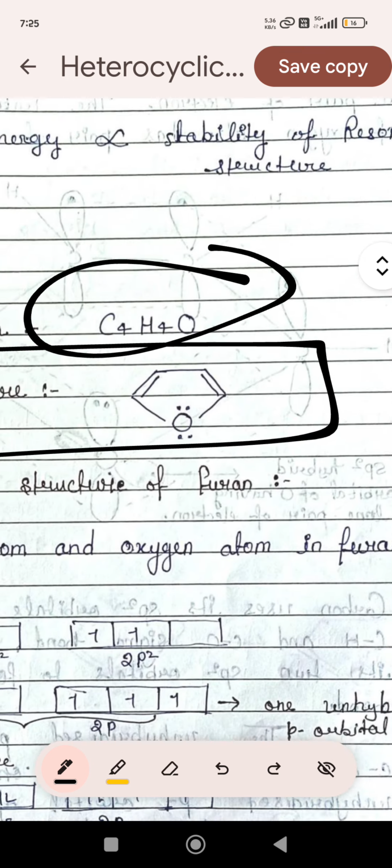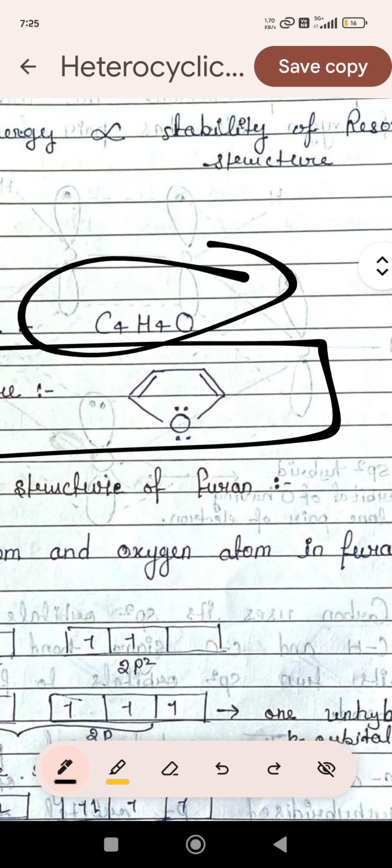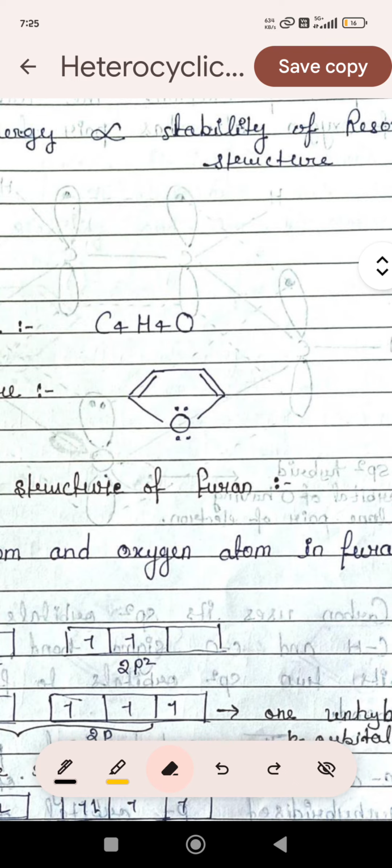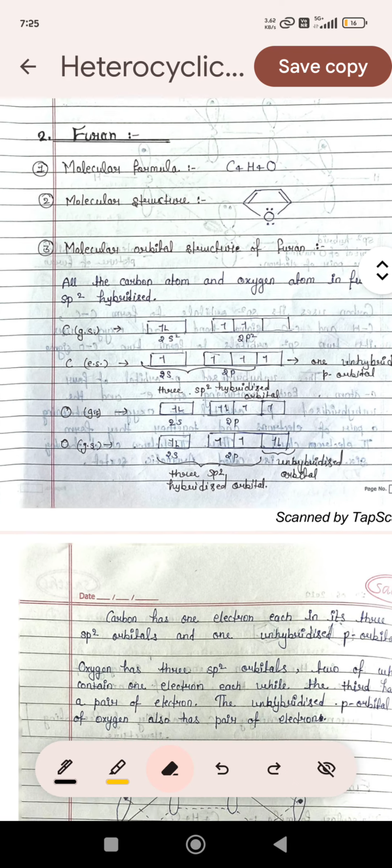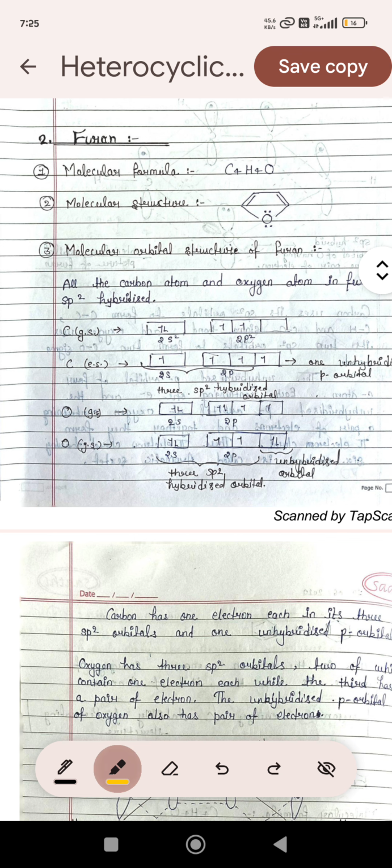And this is aromatic because there are double bonds and single bonds at alternate positions. This is the double bond, this is the single bond, double bond, single bond, and the lone pair of electrons is considered as a double bond, and then a single bond. So it follows the Huckel rule and is aromatic in nature. Next heading is the molecular orbital picture diagram of furan.